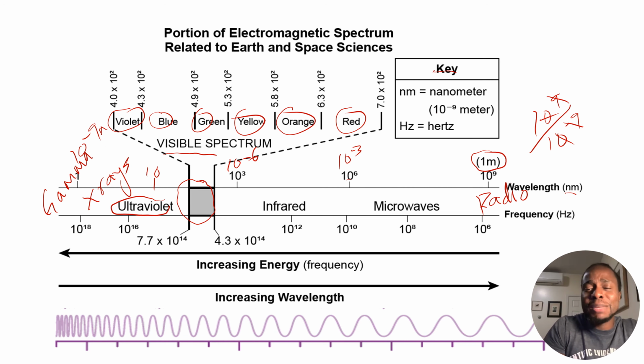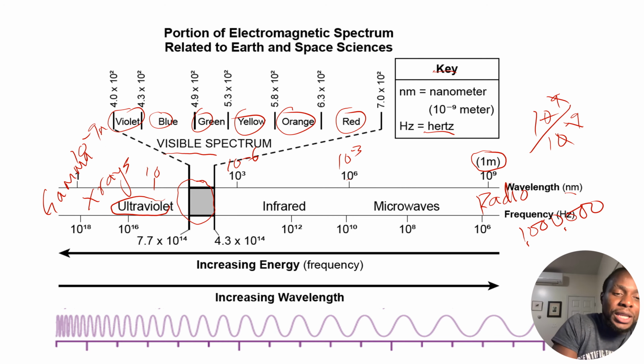Next is frequency. Frequency simply means how many waves you get in 1 second, and that is measured in hertz, right? So 10 to the power of 6 is an equivalent of 1 million hertz, 1 million waves received in 1 second. And then 10 to the power of 8 is greater than 10 to the power of 6. 10 to the power of 10 is greater, which means frequency is increasing to your left, while wavelength is increasing to your right.